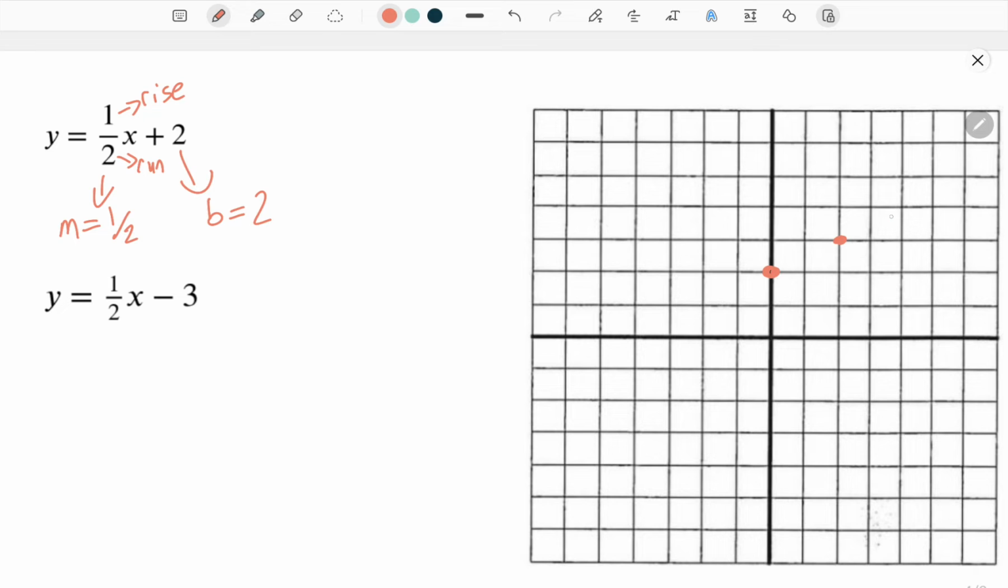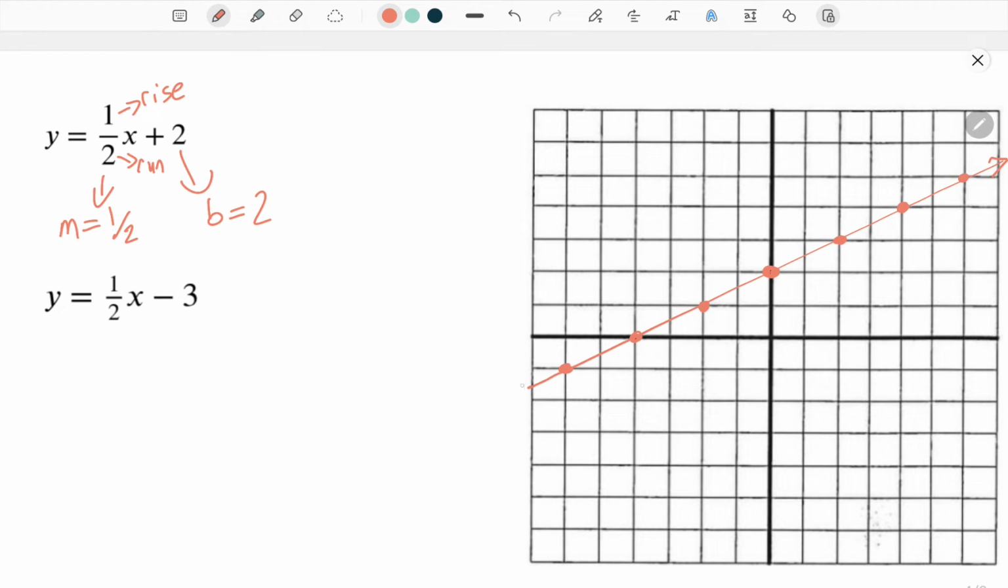That would be the next point. And you can just do that a few times, again to get a very good feel of what this line should look like, because we want to be as accurate as possible. Then connect it with a ruler.